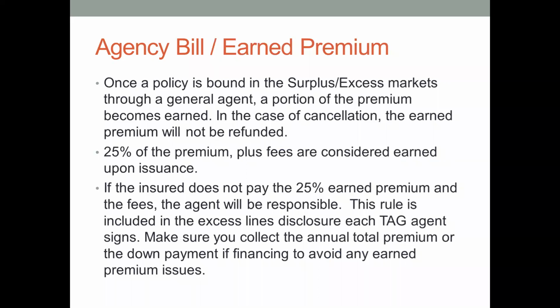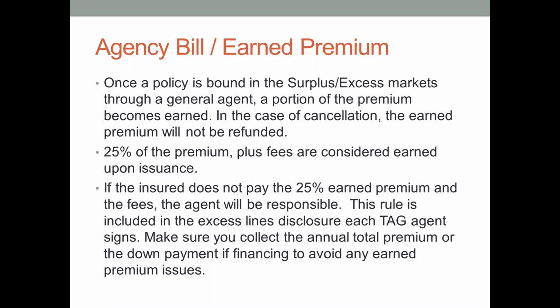Once a policy is bound in the surplus excess markets through a general agent, a portion of the premium becomes earned. In the case of cancellation, the earned premium will not be refunded. We touched a little bit on earned premium when we talked about midterm submissions. So 25% of the gross premium plus fees is considered earned upon issuance.